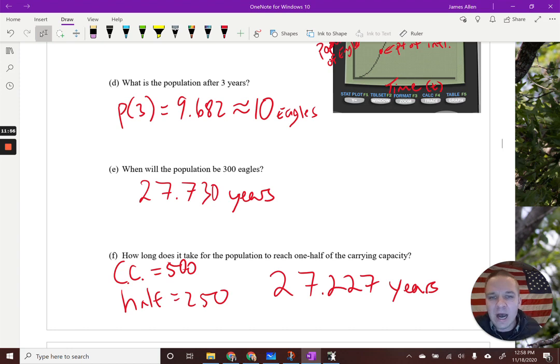Indeed. Bald eagles are awesome. That's why we're saving them, and increasing those populations using a logistics model to estimate what their population might be in the future. Okay, let's keep moving.